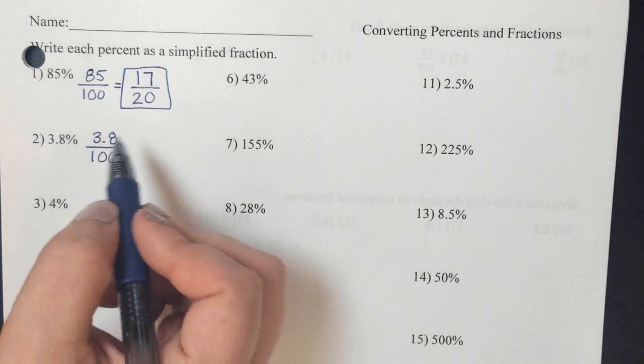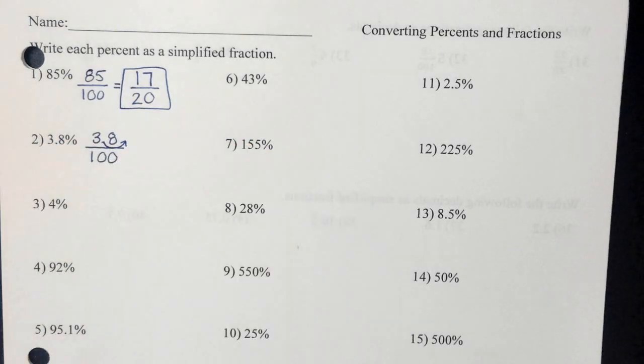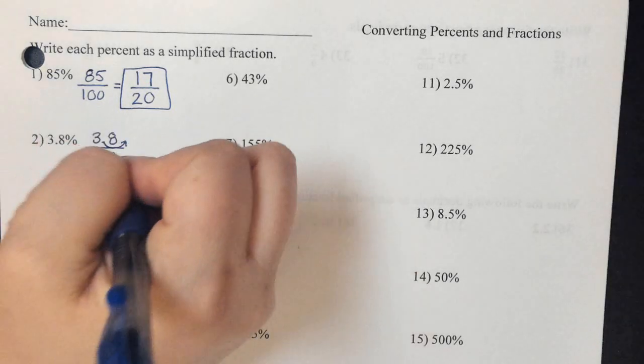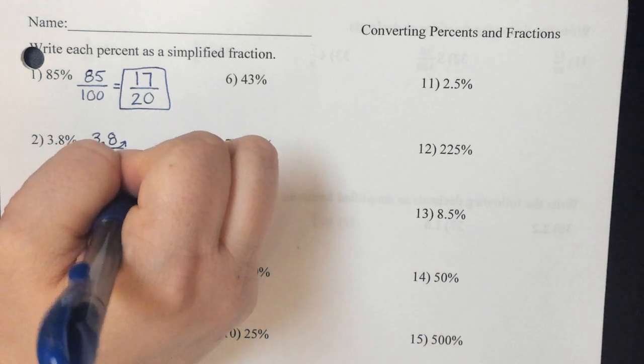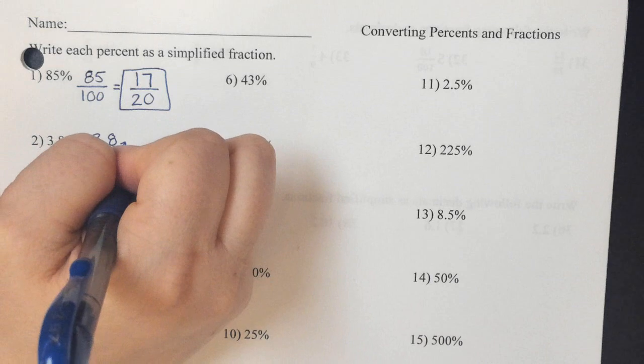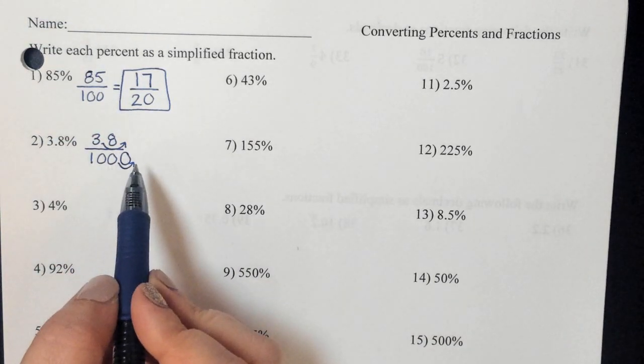I cannot have this decimal in this fraction, so I'm going to move my decimal over one place. Now, we know with fractions to keep it balanced, if I do it on the top, I need to do it on the bottom. So I'm also going to add a decimal place on the bottom, and what am I going to put in that place? A 0. So I actually end up with 38 over 1,000.